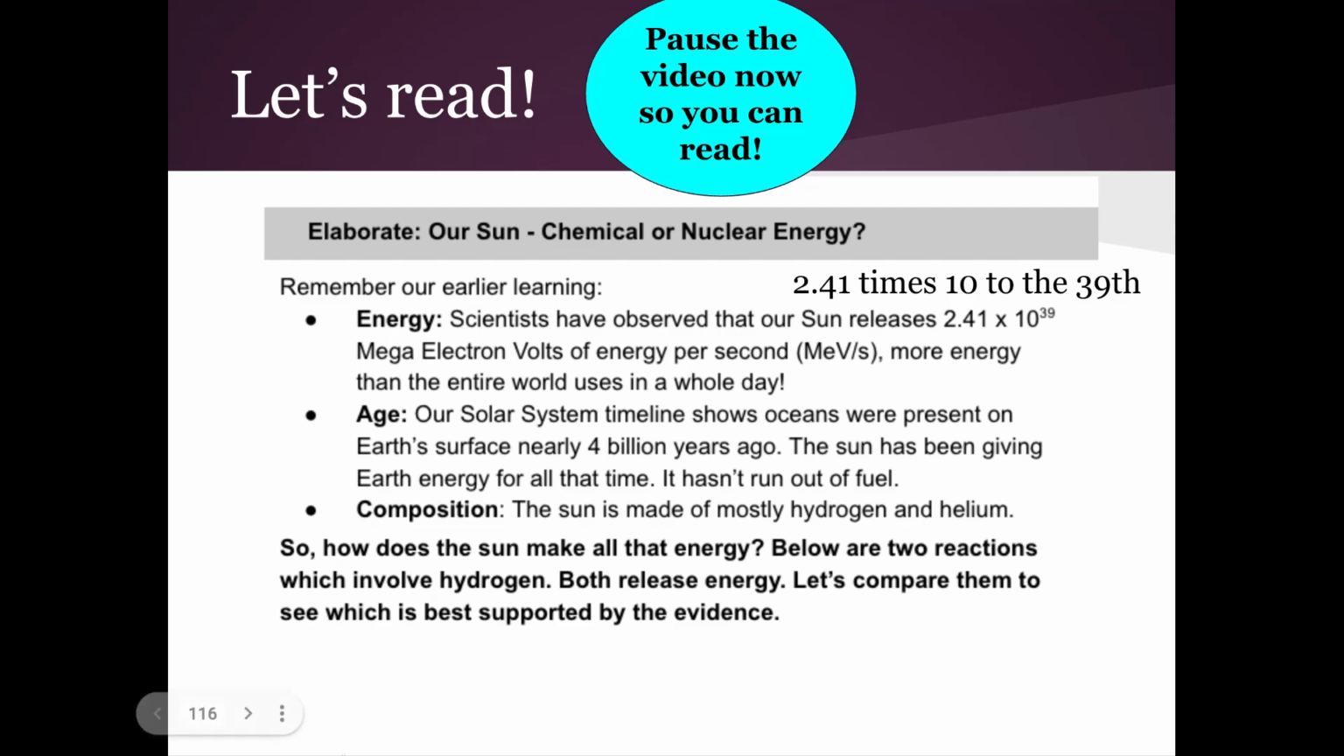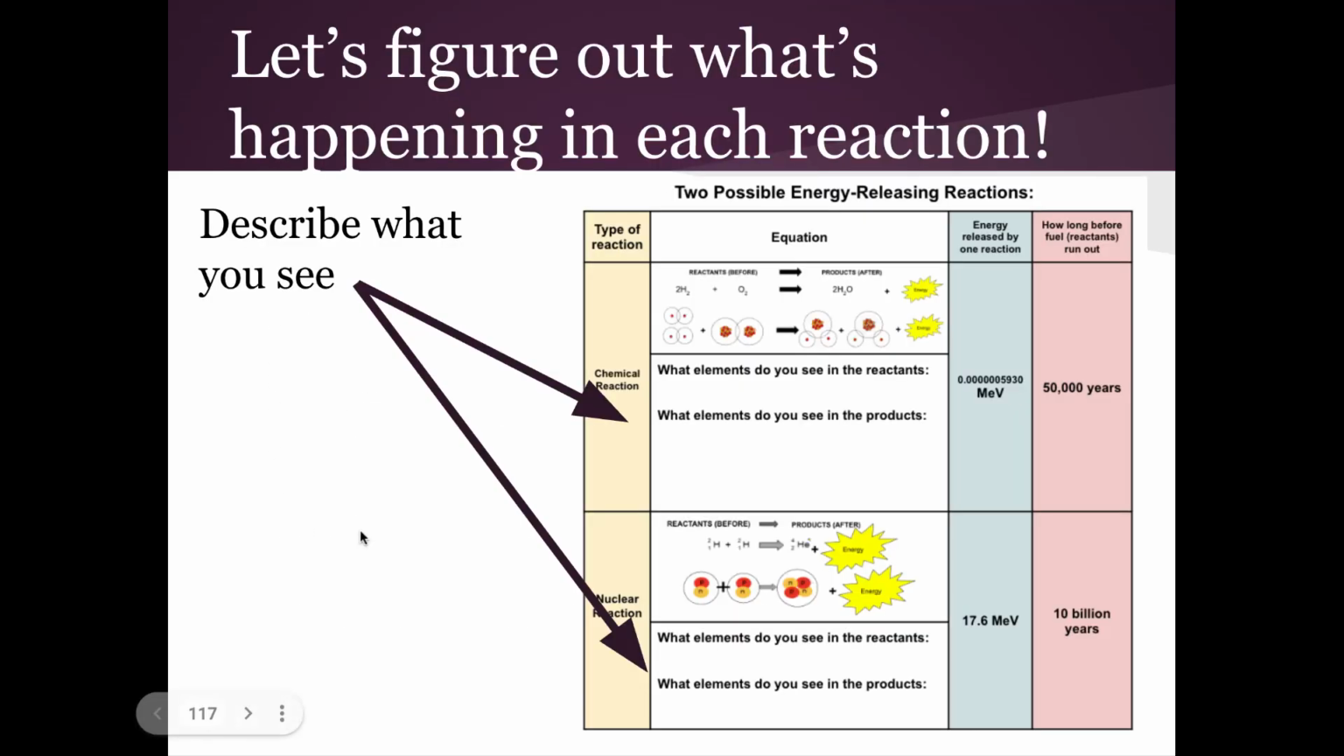Wonderful. So you have done some reading here about the things we already know about the sun. All of this is stuff we already know. Then I have this data for you about these two types of reactions. These are the two reactions that we think could be happening inside of the sun. And you can see the equation here written in letters and shown in pictures. And I have some additional data here about them that you can see.